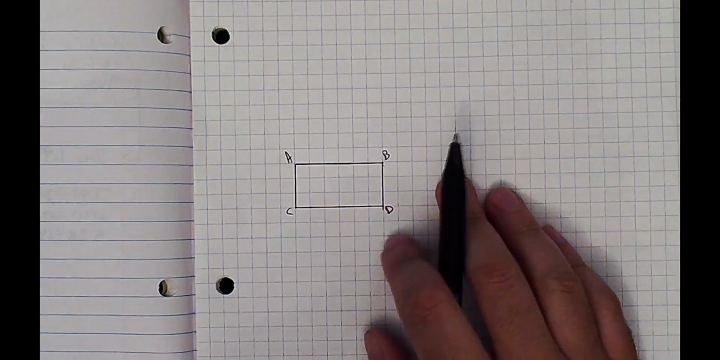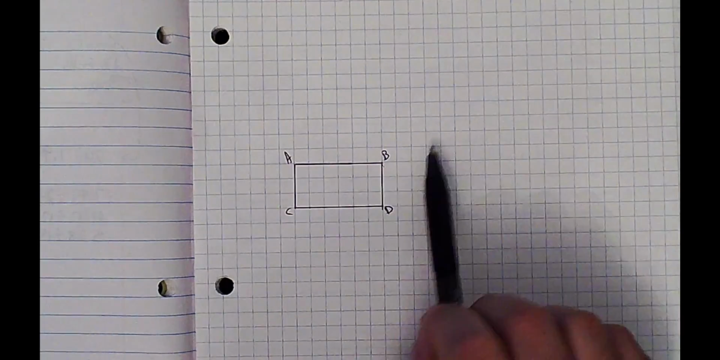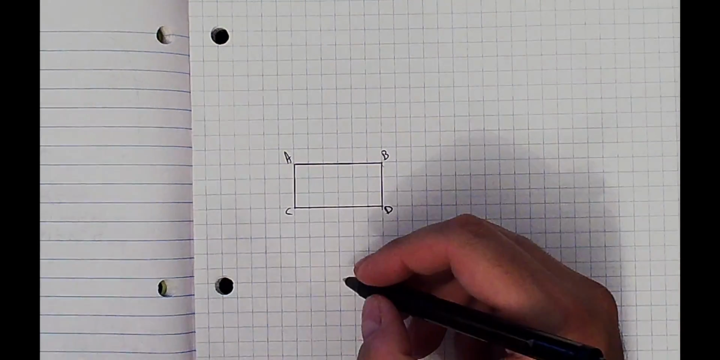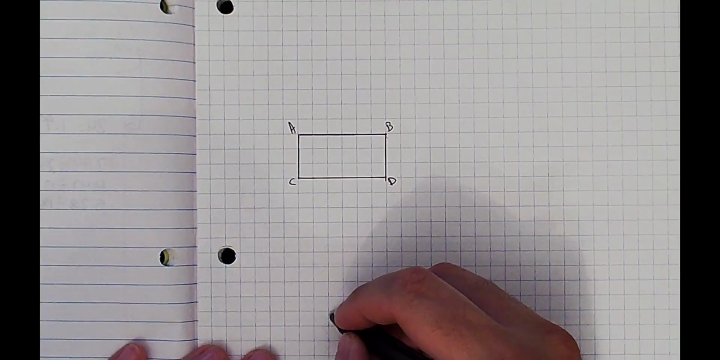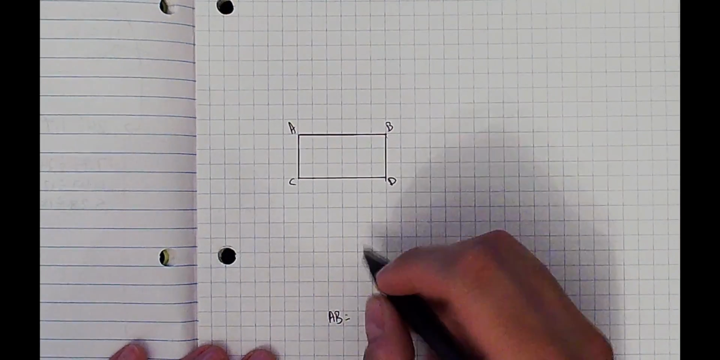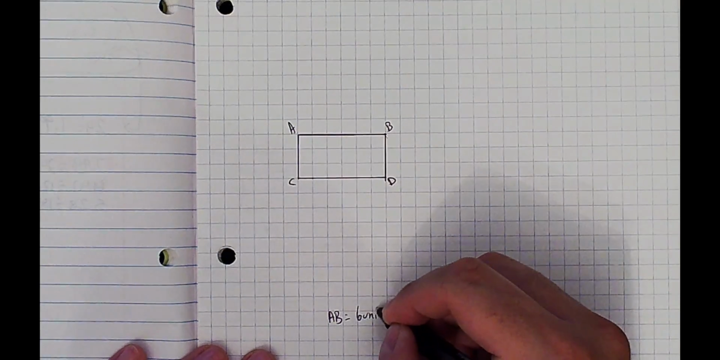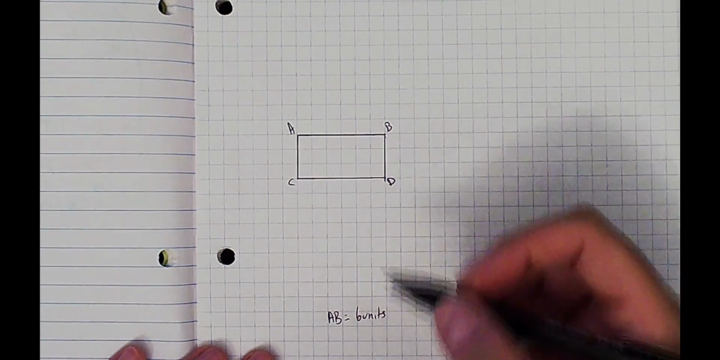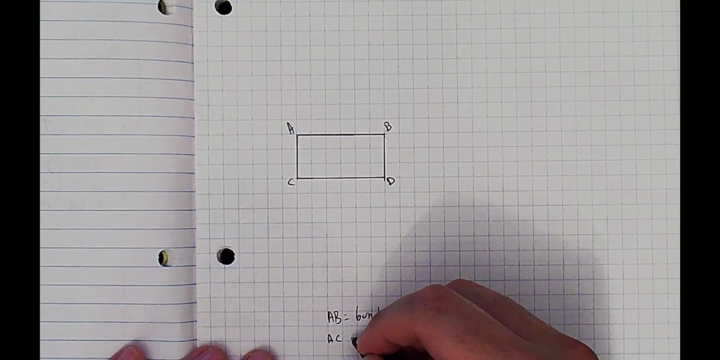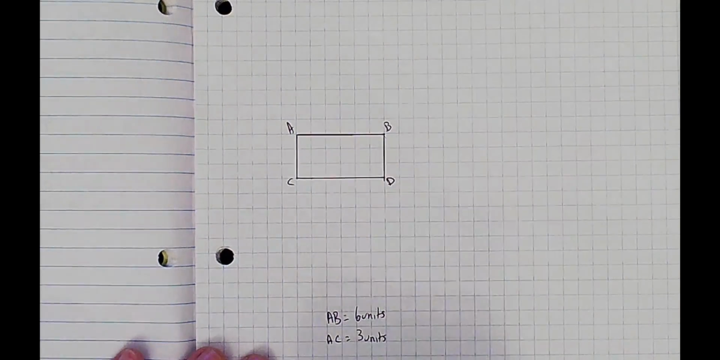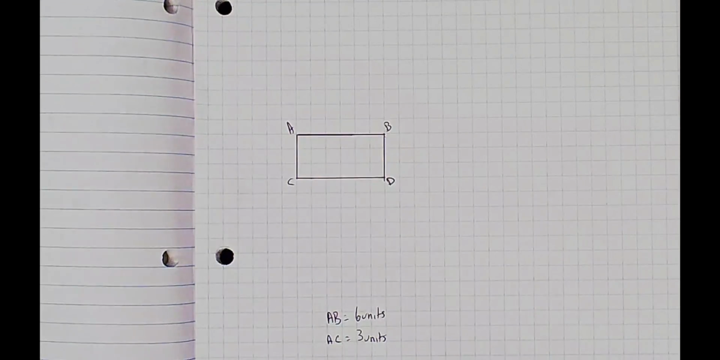Here's the original figure right here. And I'm just going to measure it out. AB, I'm going to write it at the bottom here. AB equals, we'll call this units, 6 units. And AC equals 3 units. Okay. What I'm going to do now is I'm going to draw an enlargement.